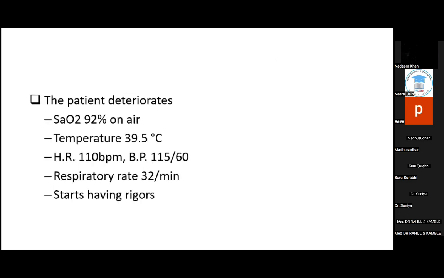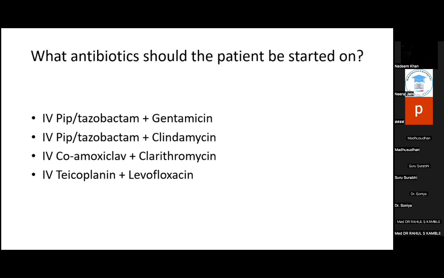Now, the patient deteriorated, oxygen saturation decreased, temperature increased, and the patient started having rigors. Now, which antibiotics will you start him on? Community acquired pneumonia.